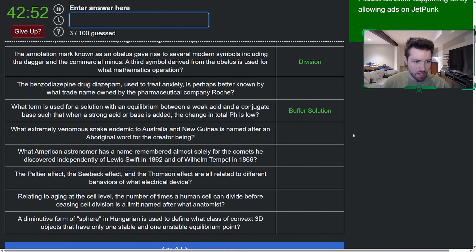What extremely venomous snake endemic to Australia and New Guinea is named after an aboriginal word for the creator being? Is this the inland taipan? Nice. Or I guess there's multiple types of it, but taipan, yeah.